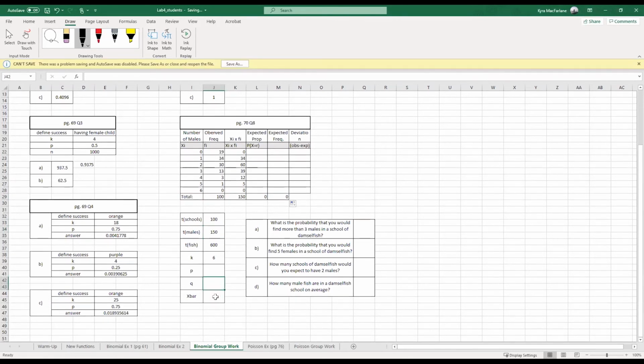I'd like to then go ahead and calculate X bar, which is equal to the sum of XiFi, that's 150, divided by the total number of samples, which in this case is schools, the total number of schools sampled. So 1.5. The chance of a success, or the average number of male fish per school, is 1.5. We can then calculate the probability of success as X bar divided by the number of trials. And our Q, our probability of failure, is 1 minus P.